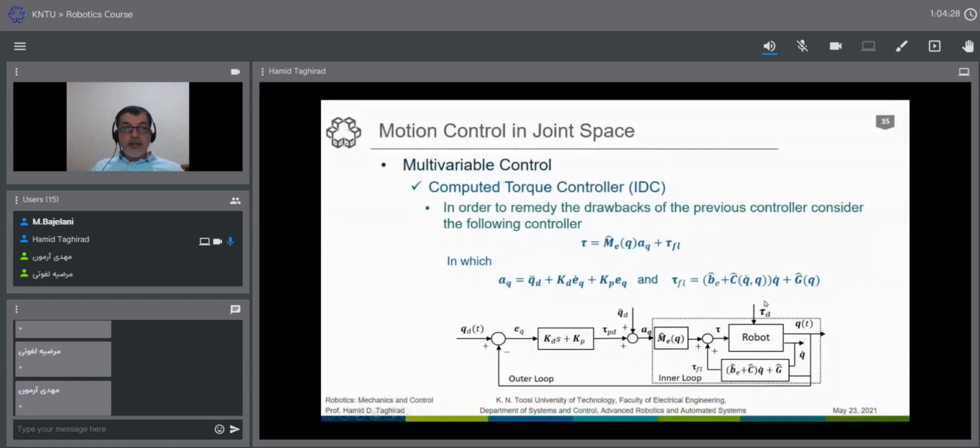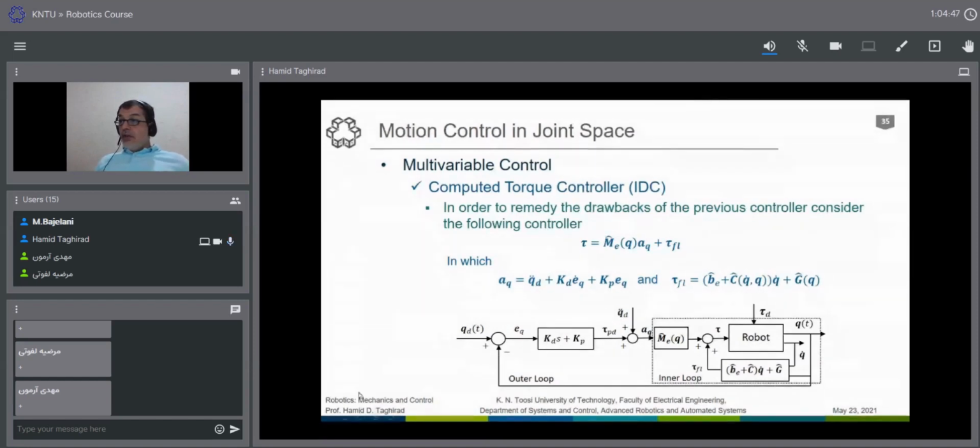And this block diagram is exactly what you are doing, and you should implement that in your microcontroller or the controller that you are using for the robot. And this is very powerful and very good.